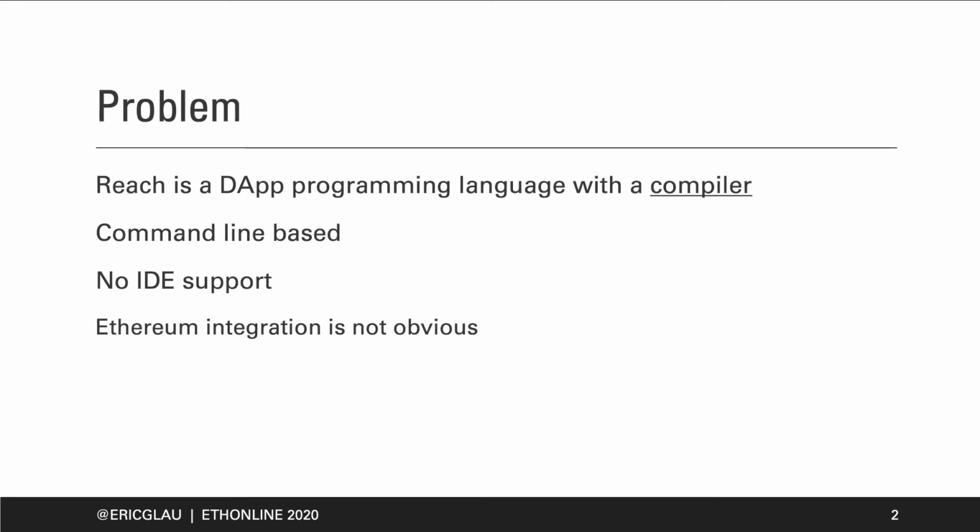Reach is a DApp programming language that comes with a compiler. While this is extremely powerful, there are some things that make this non-optimal for development. It is entirely command line based. You compile through the command line and see results on the command line.